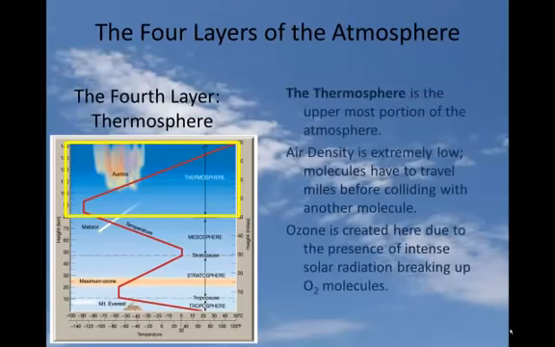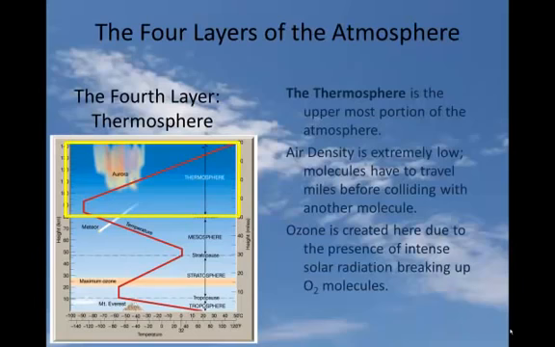The thermosphere is the uppermost portion of the atmosphere, of those layers that we basically define strictly by their temperature properties. The air density here is extremely low. Molecules have to travel literally miles before they will collide with another molecule. Ozone is created here due to the presence of intense solar radiation breaking up the oxygen molecules.